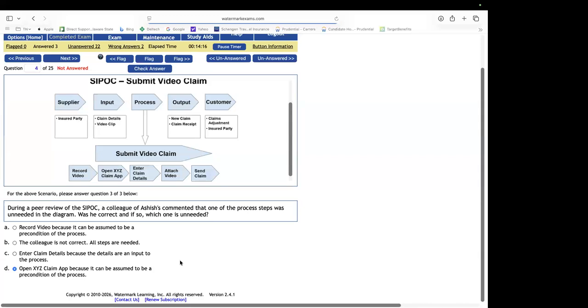I would say D, no, it's C, because enter claim details is already an input in the diagram in the first row. So it's a duplicated activity, claim details, which is going in as input and also being captured as part of the process. It shouldn't be enter claim details, right? I agree with you, Gabriel. I think I would also go with C. Yeah, I agree as well.